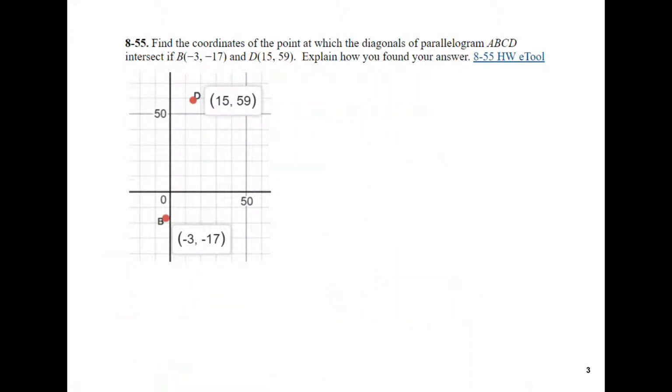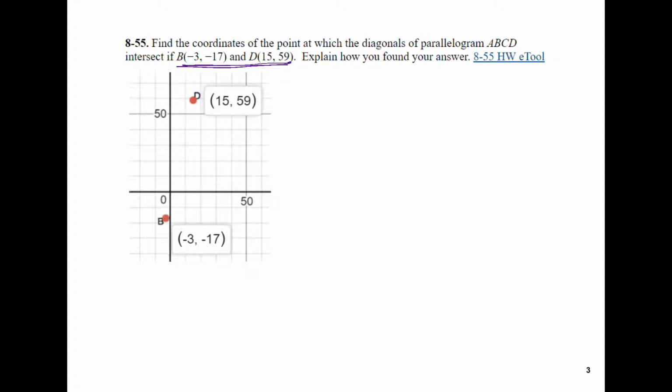855 says find the coordinates of the point at which the diagonals of parallelogram ABCD intersect if B is at -3, -17, and D is at 15, 59. Explain how you found your answer. So we're talking about a parallelogram, and it intersects if B and D are at these specific points.